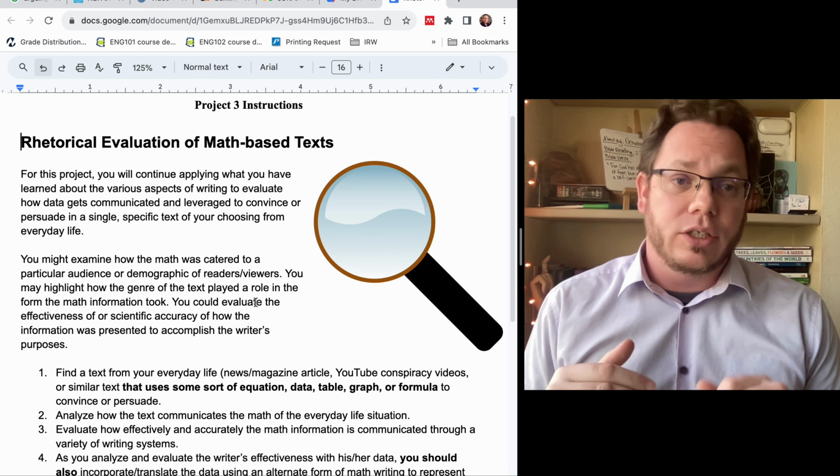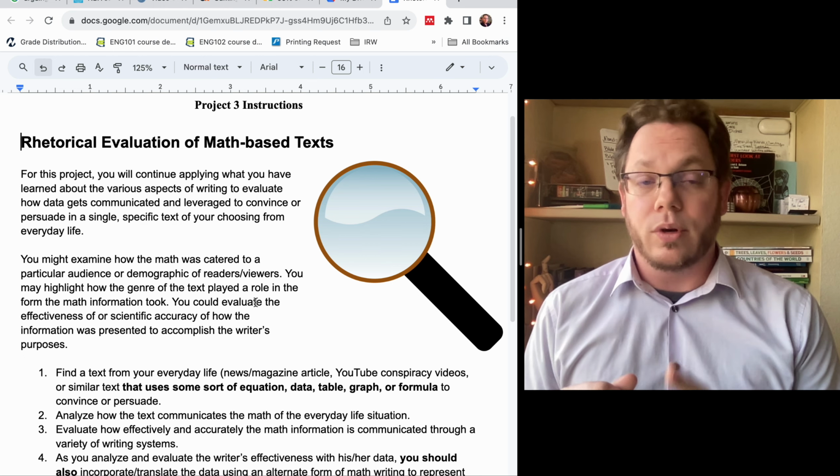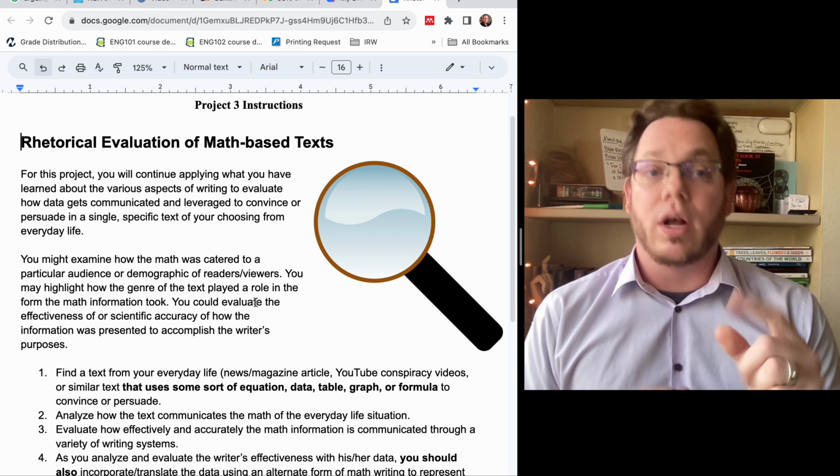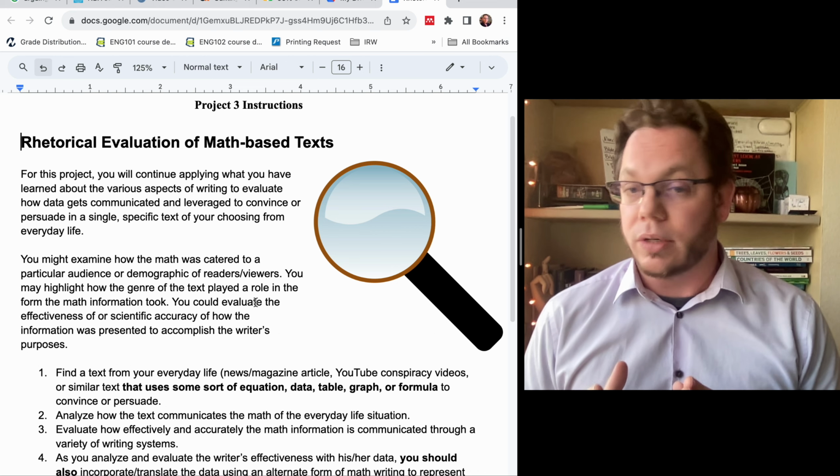And so as you're thinking about choosing a math-based text, that's an important thing. It can't just be raw data, and I'll show you some examples of that in a minute, and show you some different examples so you can compare and contrast.